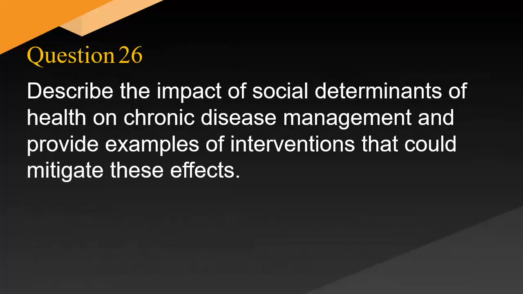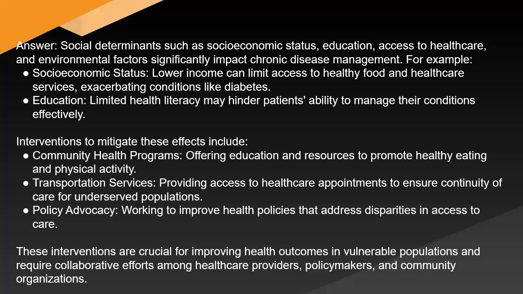management plan. Describe the impact of social determinants of health on chronic disease management and provide examples of interventions that could mitigate these effects. Answer: social determinants such as socioeconomic status, education, access to healthcare, and environmental factors significantly impact chronic disease management. For example, socioeconomic status: lower income can limit access to healthy food and healthcare services, exacerbating conditions like diabetes. Education: limited health literacy may hinder patients' ability to manage their conditions effectively.